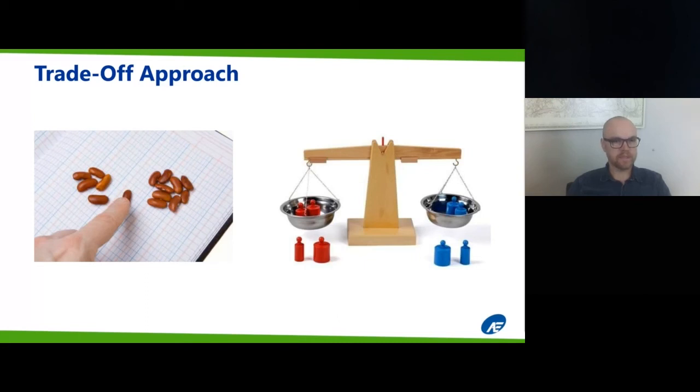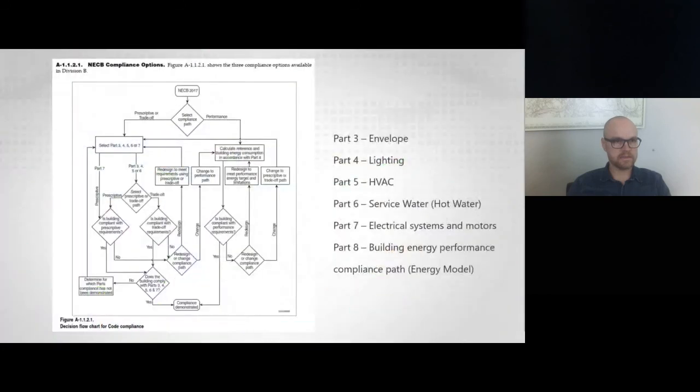So if the trade-off approach isn't going to work for you, that's going to lead you towards an energy model. This is just a chart, actually right out of the NECB, and it shows you the decision-making process of how you're going to comply to the code. So it's pictorially showing you what we just went through.